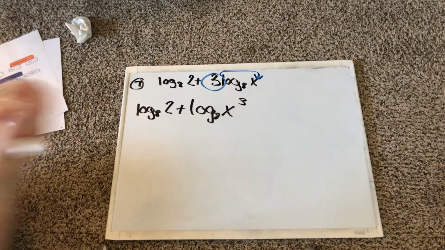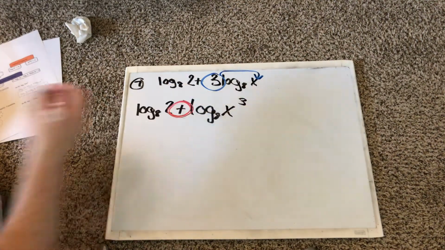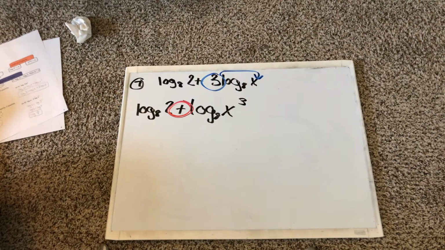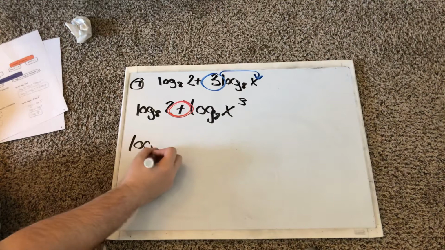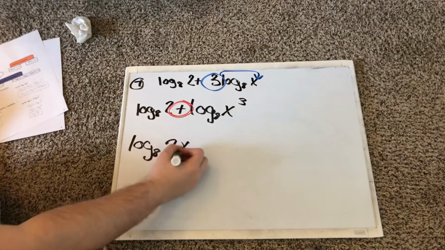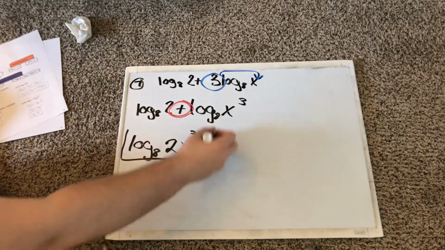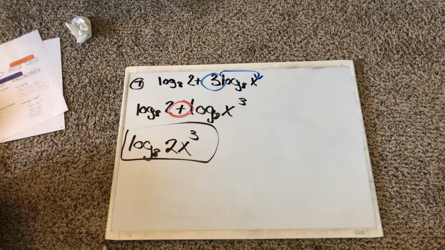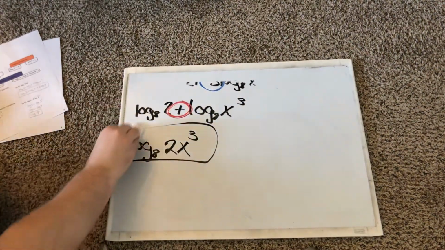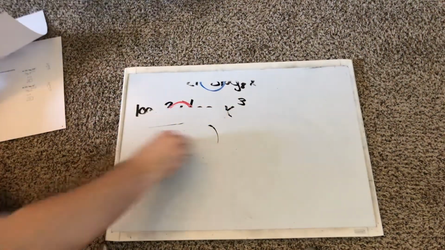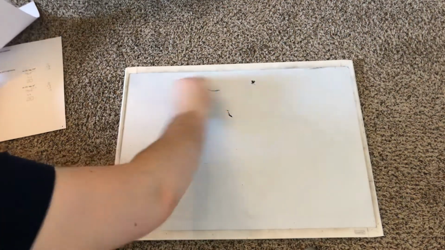And then I look, I have addition right here, so that means multiplication. So I keep my logs the same with the same base, log base 8, and this becomes 2x to the third power. And that is it. All right. Last one we are going to do today.